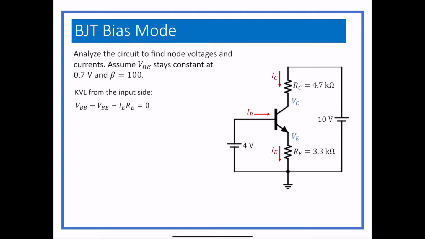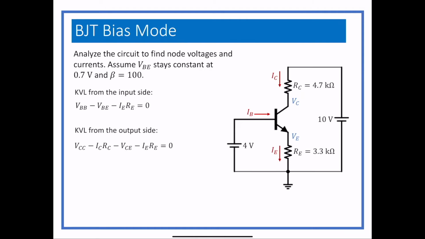And this time all we have is VBB and VBE between the base and emitter, and then IERE going around that bottom loop. On the output side, we have, again, something different than last time, but KVL consistent, that if we start with VCC, subtract ICRC, then subtract VCE, then IERE, we get 0. So that, again, is different.